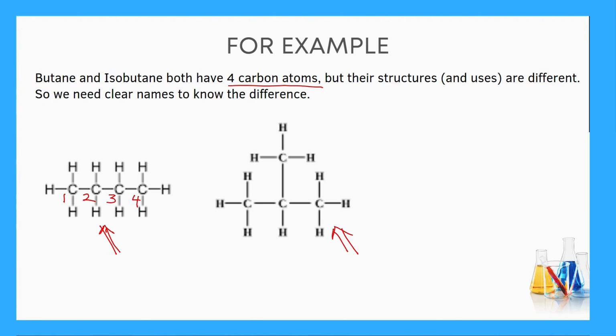Same thing goes for here. We have 1 carbon atom, 2 carbon atoms, 3 carbon atoms, and 4 carbon atoms. Both of them have 4 carbon atoms, but their structure and their uses are different. So we need clear names to know the difference. It's just like having a set of twins. The two of them might look alike, but their names are what help us to tell them apart. So naming in organic chemistry is very useful because it helps us to tell different compounds apart.